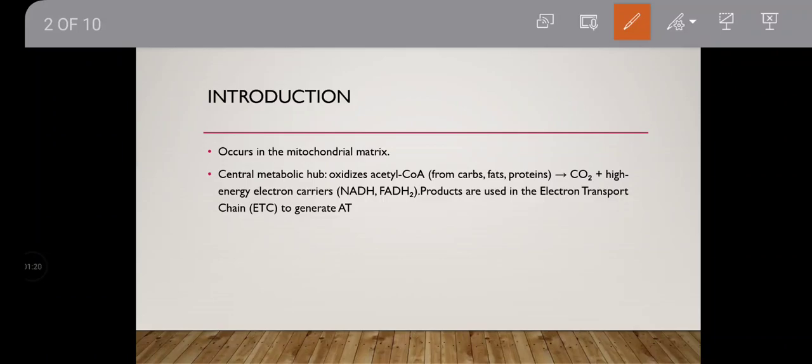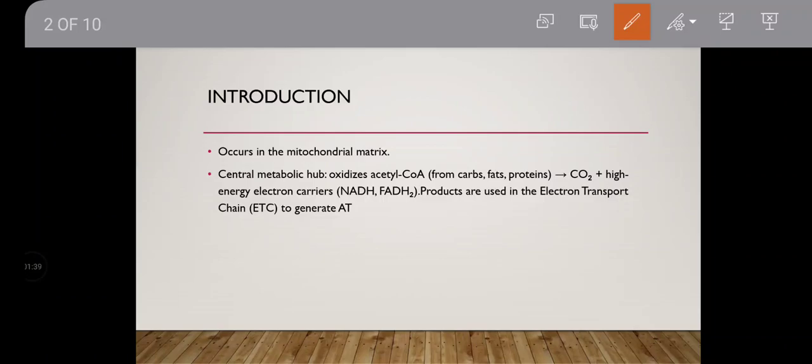And the most important products of this reaction are these molecules, the NADH and the FADH2, which are used in the electron transport chain to generate ATP.